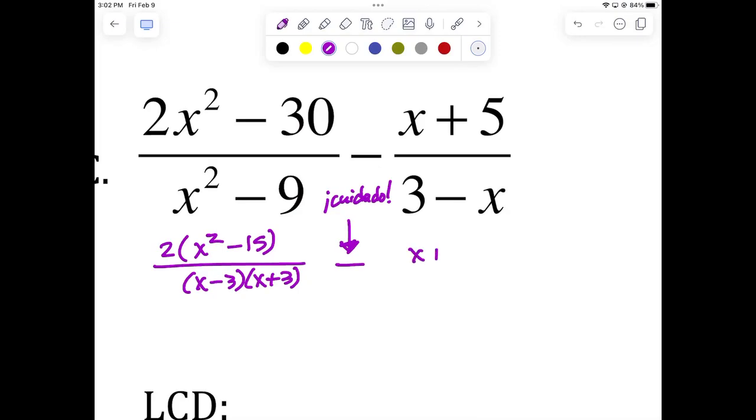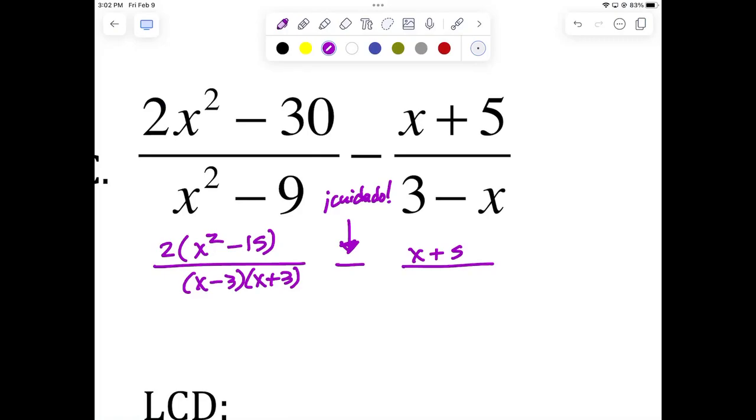And then I just get an x plus 5 over. Now, that's a 3 minus x. I already have an x minus 3 in the first one. Is x minus 3 the same as 3 minus x? No, subtraction is not commutative, right? 7 minus 5 is not 5 minus 7. So do I have to treat 3 minus x as its own separate unique factor?